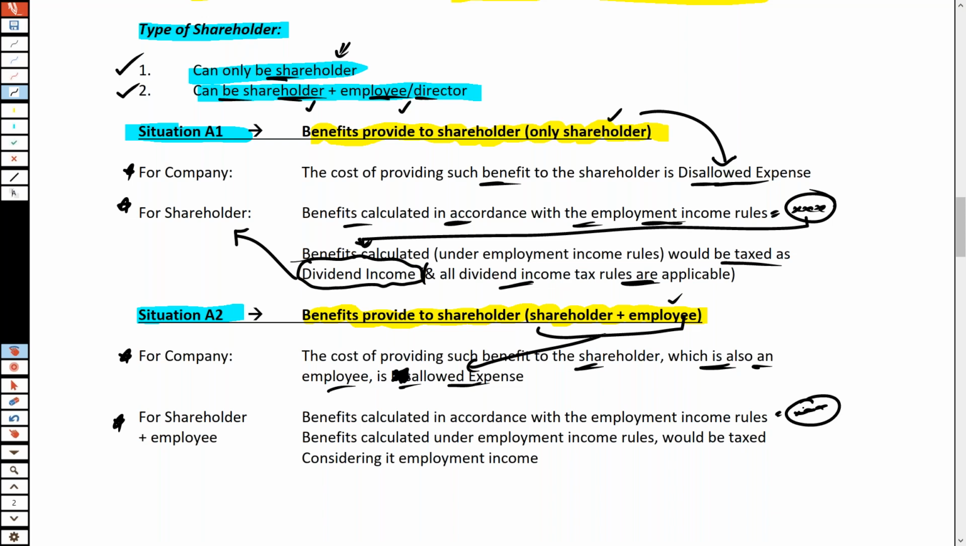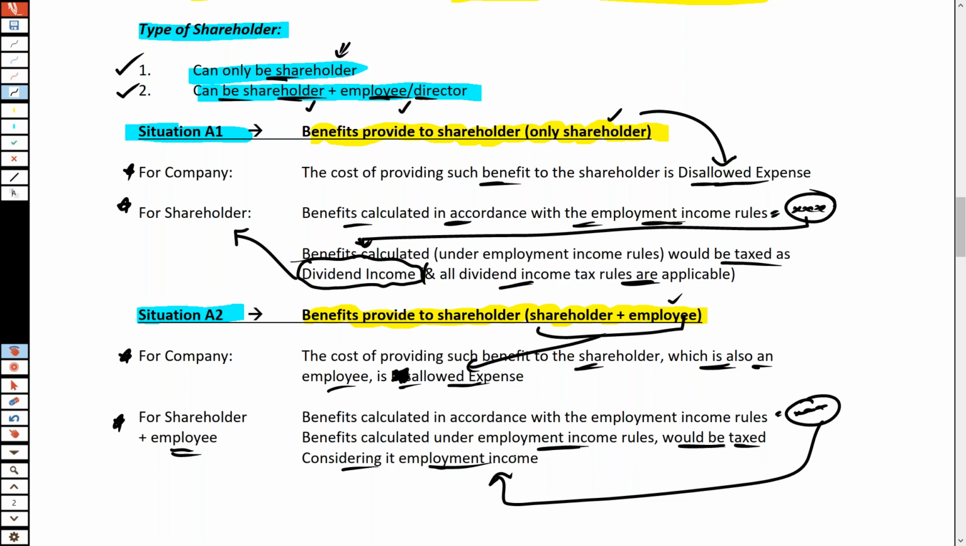And any benefit calculated under employment income rules would be taxed according to the employment income. Why? Because now that person is also an employee, so this benefit amount would be considered as employment income, and it would be treated as normal employment income, as we do record the employment income under the non-saving column. Then for non-saving, the rates of tax are 20%, 40%, and 45% after deducting the annual personal allowance and all that.